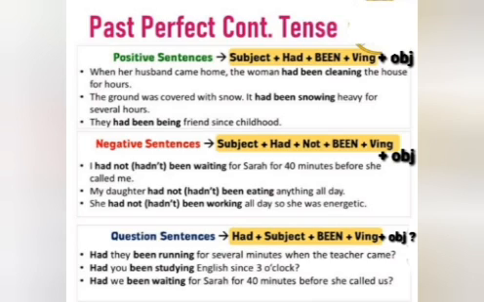Now question form of this is had plus subject plus been plus V1 plus ing plus object. For example, had they been running for several minutes when the teacher came? Where had is from the syntax, they is the subject, been again from the syntax, running V1 plus ing form, for several minutes is the object there. Take another example. Had we been waiting for Sarah for 40 minutes before she called us?